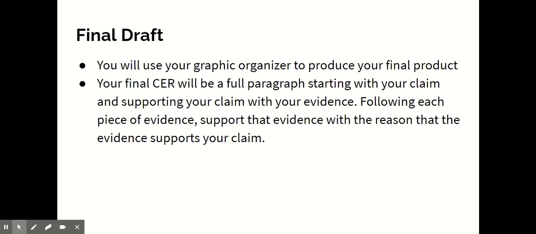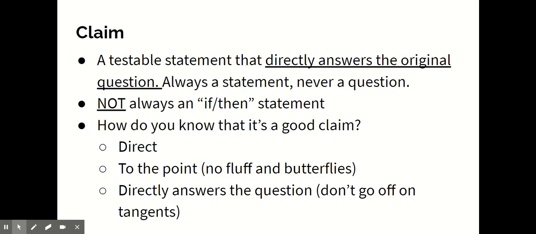So you're using scientific vocabulary, scientific terms. Your claim must be a testable statement, and it's going to directly answer the original question. You always want to make a statement. You don't want to make it a question.